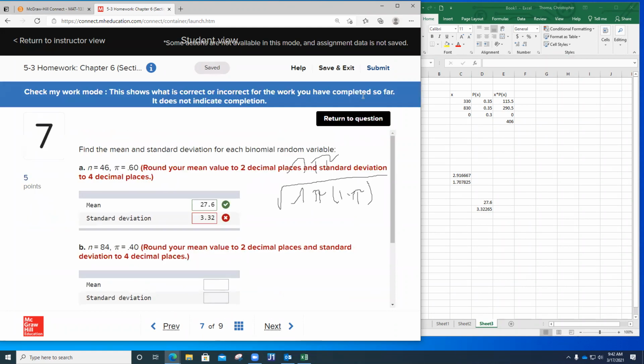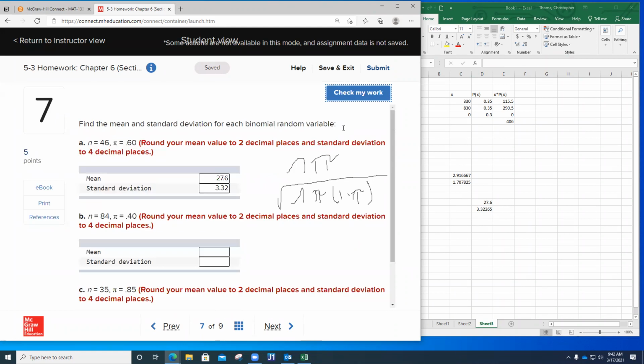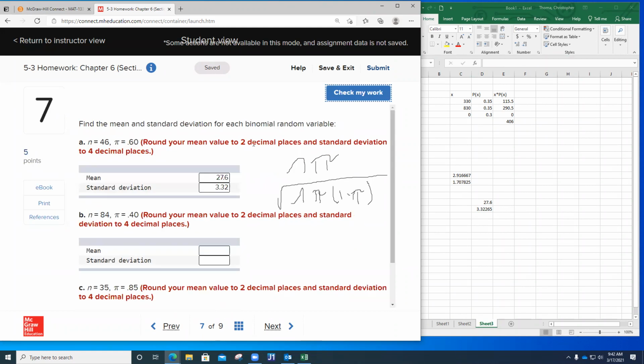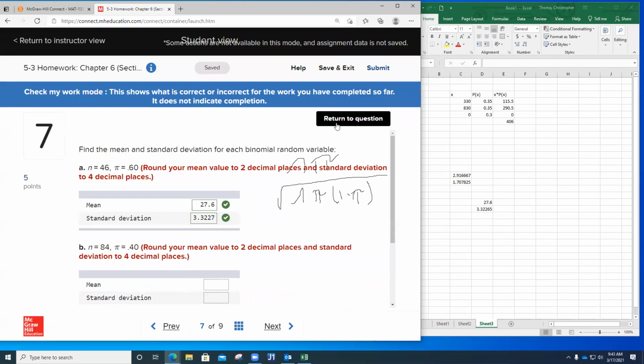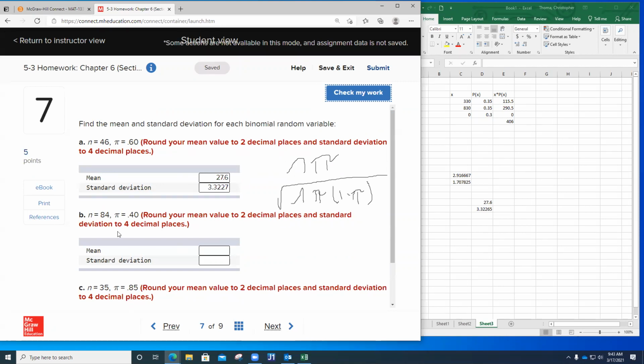Check my work. Oh, it does not like that answer. Why not? Oh, right, round. Again, read the question carefully. Mean is 2 decimal places. Standard deviation, because I have this shrunk down, is 4 decimal places. So 3.265, so that's 3.27. There we go. So read carefully, 2 and 4.